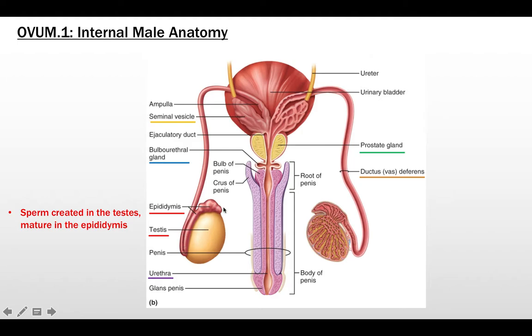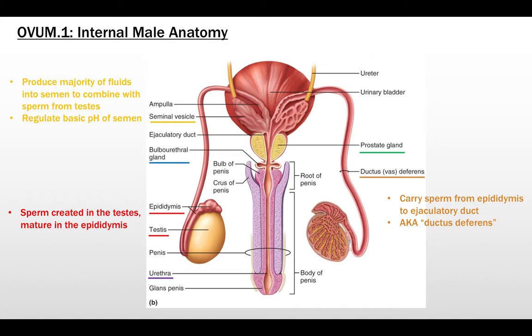lines the testes called the epididymis. From there, we have these long tubules that run up the back of the testes, up on top of the urinary bladder, and eventually towards some glands here and some vesicles. This long tubule is called the vas deferens or the ductus deferens. I've typically heard vas deferens.